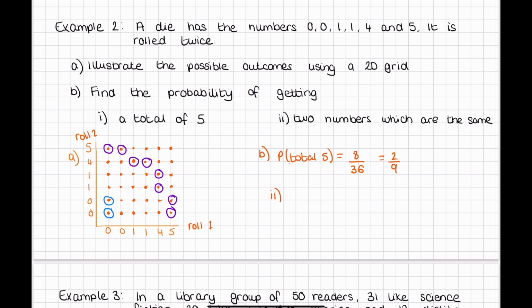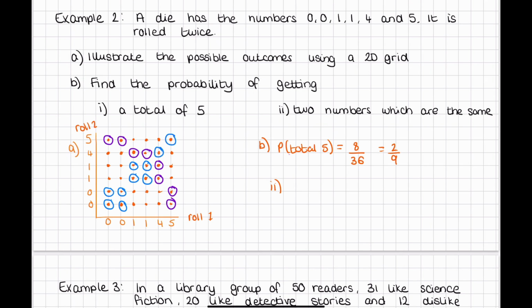And then part 2, 2 numbers which are the same. We've got the 0, 0s, the 1, 1s, the 4, 4, and the 5, 5. So once again, just add these up. 1, 2, 3, 4, 5, 6, 7, 8, 9, 10. We have 10 out of 36, which simplifies down to 5 out of 18.